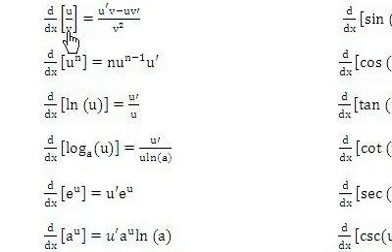Now that was the quotient rule, and I do have it stated right here on how to do that. The derivative of the first times the bottom minus the top times the derivative of the bottom, all over the bottom squared.